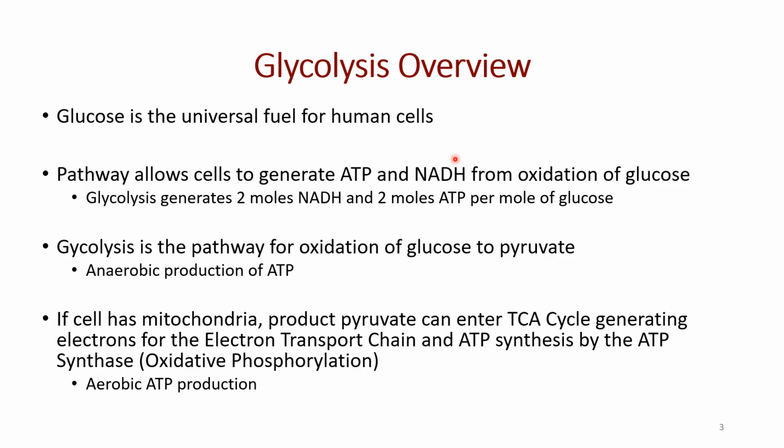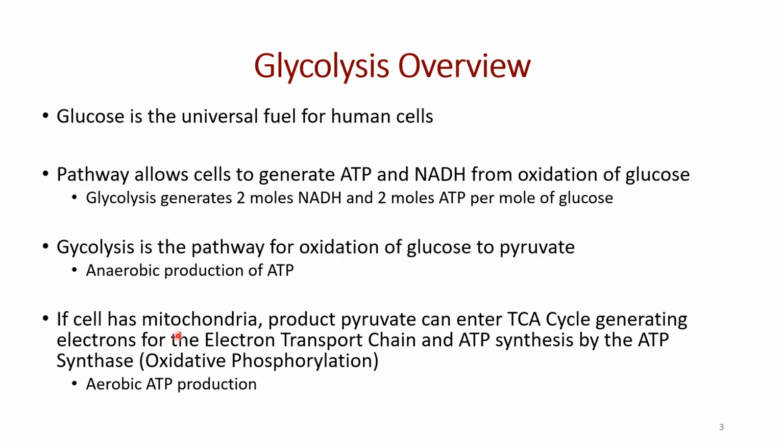That's coming up. So overall, we're oxidizing glucose to pyruvate. Glucose is a 6-carbon molecule, and pyruvate is a 3-carbon molecule. It turns out one glucose will lead to 2 pyruvates being produced. But along the way, ATP is produced anaerobically.